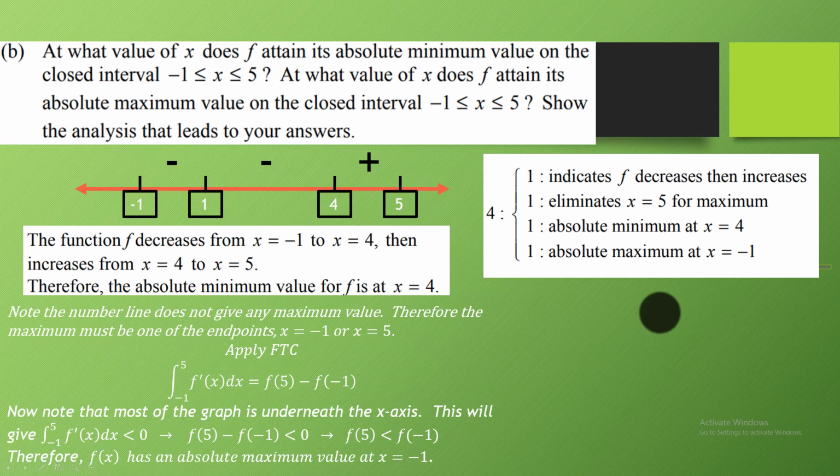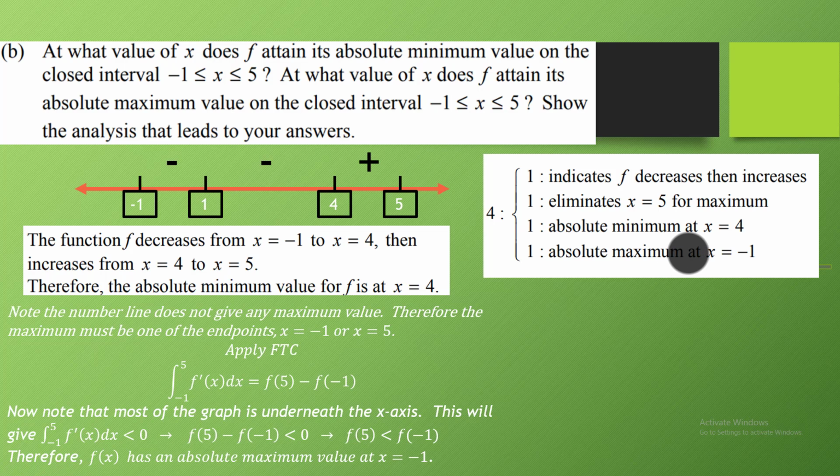So this part of the problem, part B, is pretty crazy. There's a lot of points we can get. First, we indicate f decreases and increases. That gives us the minimum value. Then we say that we have a minimum value at x equals 4. Those two kind of go together. It's hard to have one without the other. Then we eliminate x equals 5 for a maximum and declare absolute maximum at x equals -1.